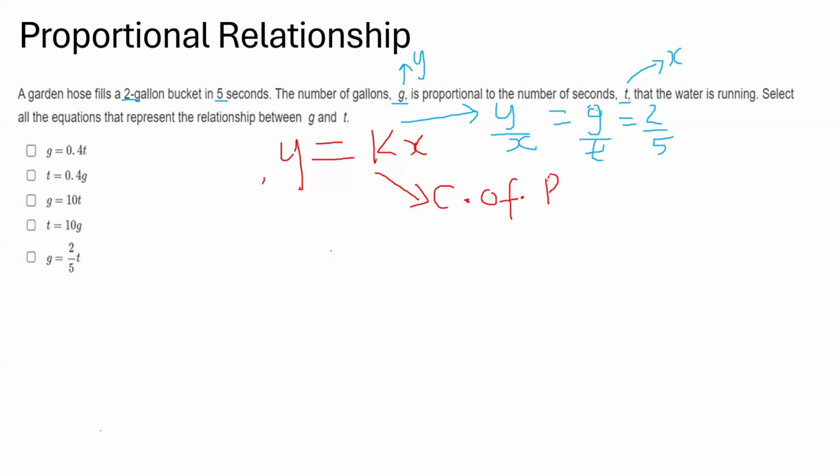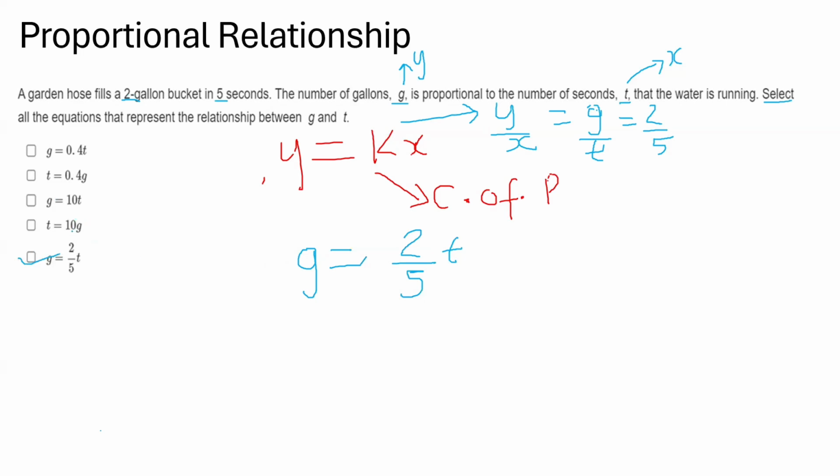So in writing my equation, I am going to have my k, which is 2/5, times t, where t represents x, and I'm going to have g right here on the left-hand side of the equal sign, that represents my y. This would be the equation that represents the relationship between g and t. However, if the question says select all, let us see which of these equations match the one we have here. This last one matches this one, so at least we have one of the correct answers so far.